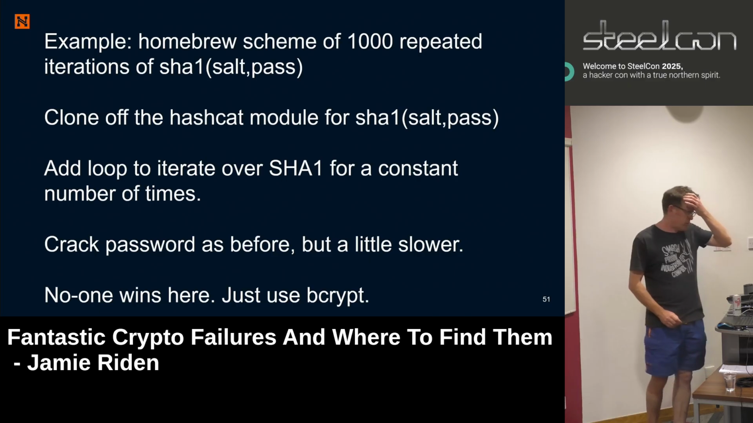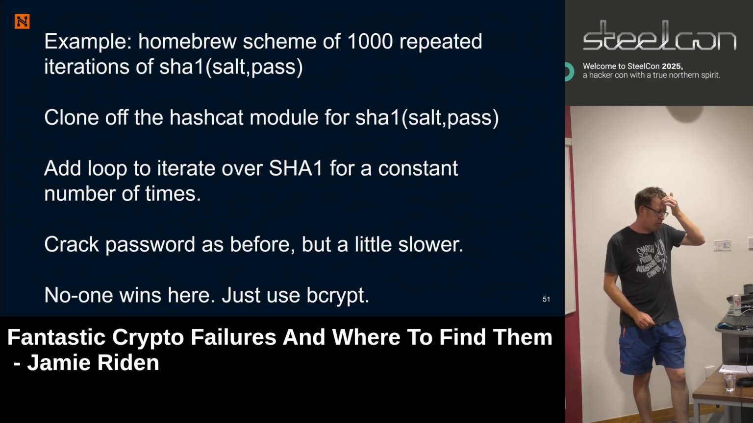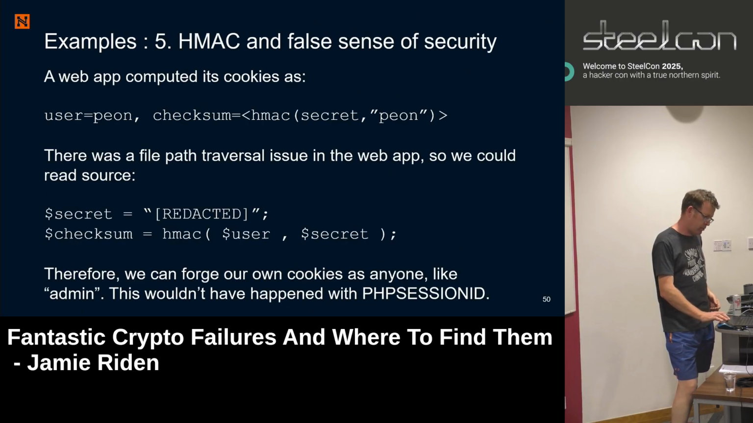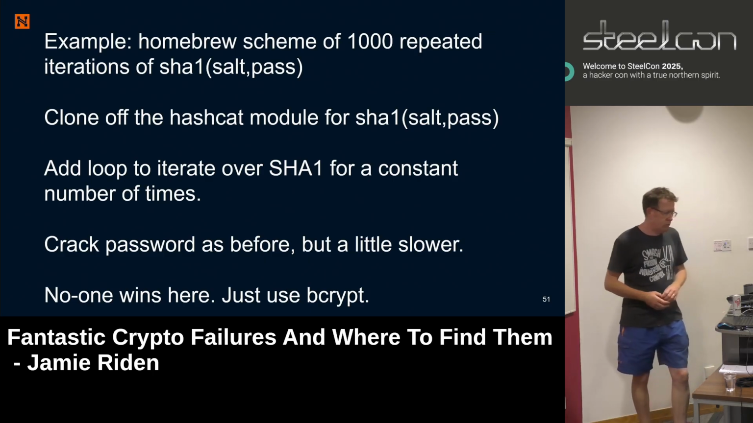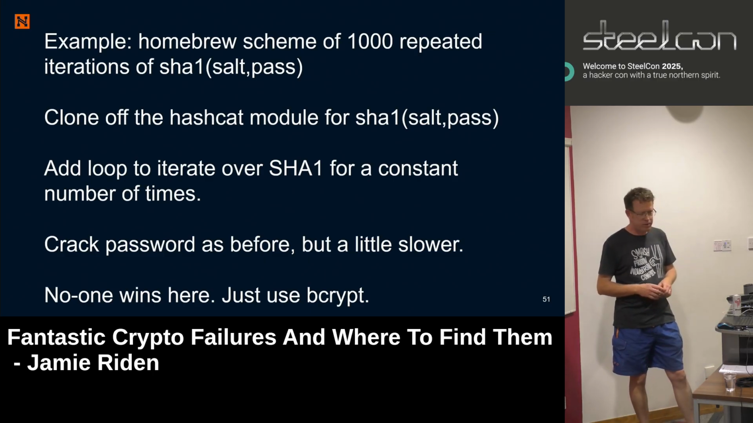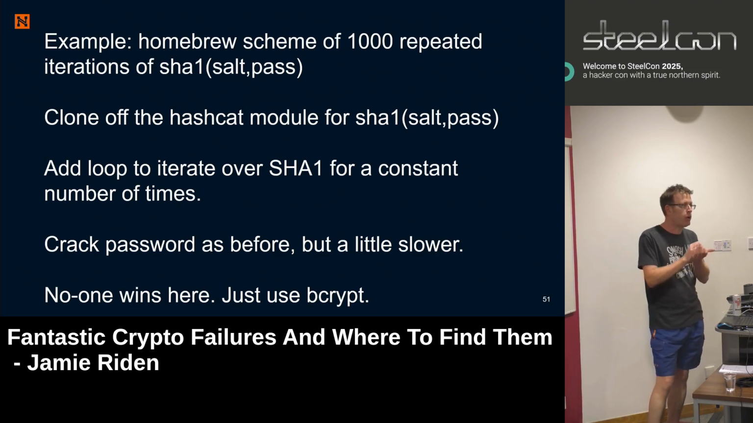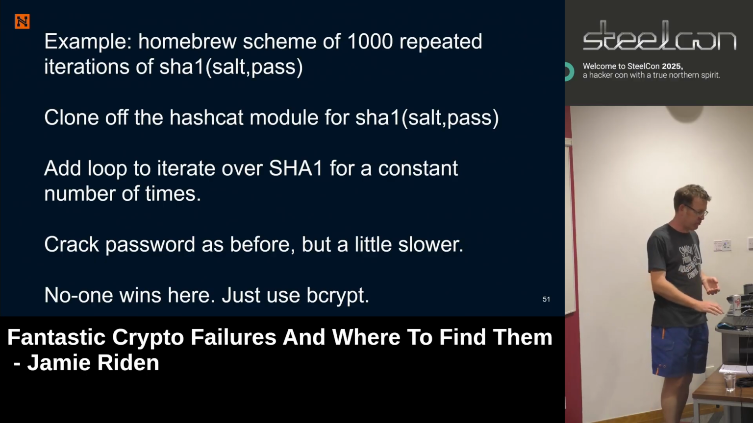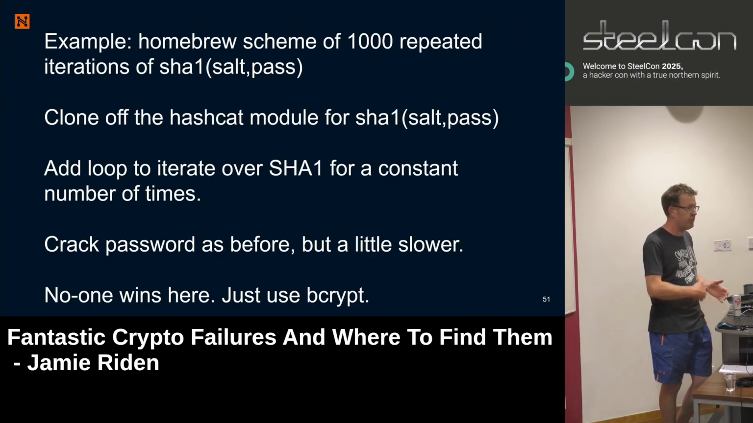So a couple of the things we've seen. Sorry, let's skip one. We've seen people, for some reason, on an embedded device, implement essentially just SHA-1 with a salt and pass, and you can crack that with Hashcat. They've done it 1,000 times. It makes it a little bit slower, but you could have saved yourself effort and just used bcrypt, like a modern hashing thing, rather than inventing a homebrew scheme.